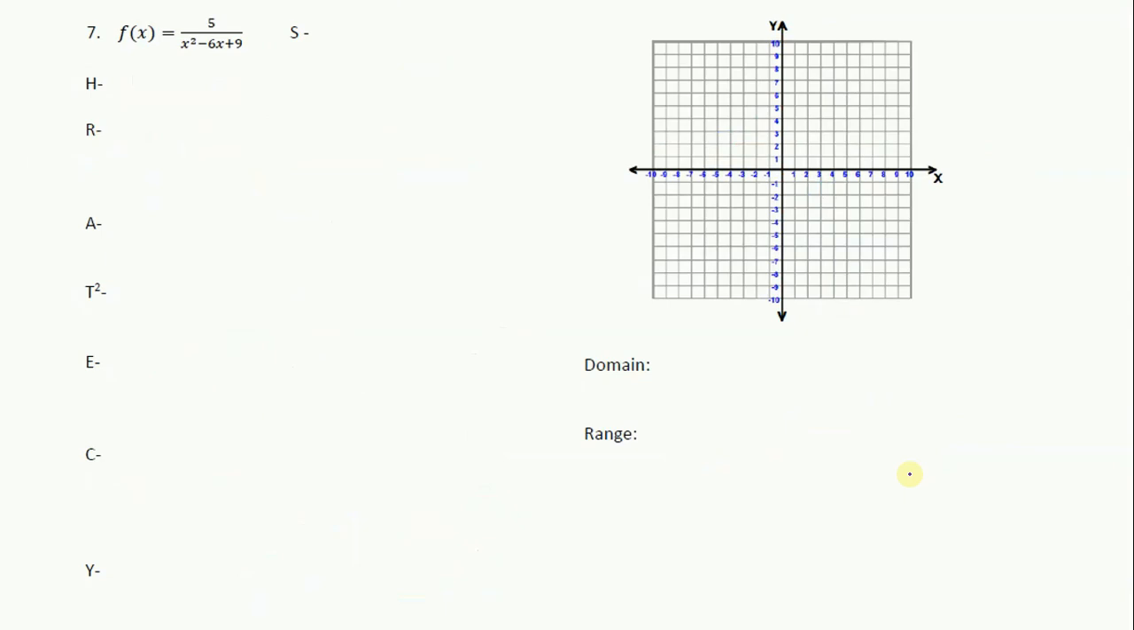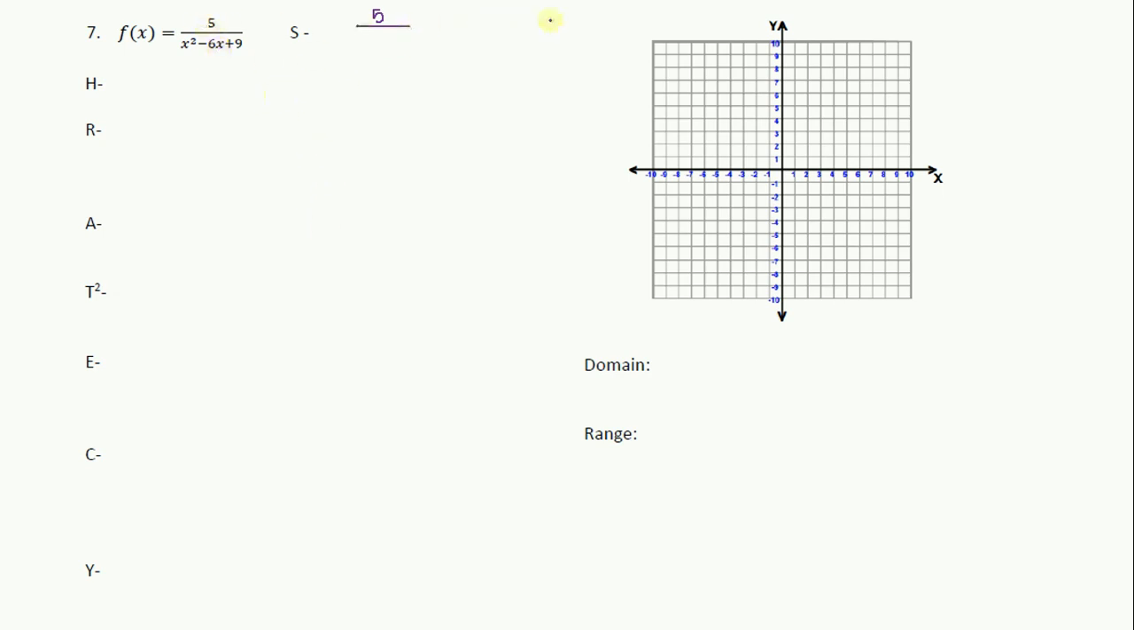Let's try number 7 now. So flip to number 7, should be on the same page, I believe. Oh, no, different pages. Let's first do our S. So I can't simplify the top, but I can simplify the bottom. It's x squared minus 6x plus 9.